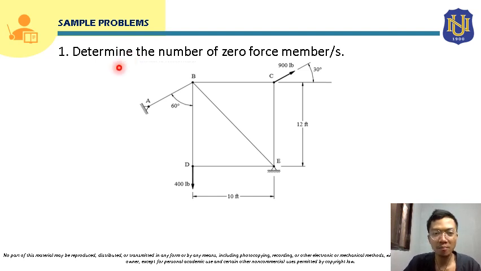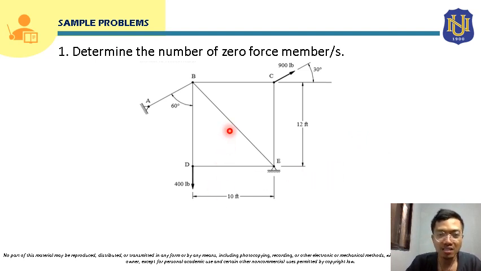So for number 1, we are asked here to determine the number of zero force members for this given truss. So for this truss, to determine its zero force members, we are going to apply the two cases, case 1 and case 2. Case 1 is for two-member joints. Case 2 is for three-member joints. So we are going to look for joints from this structure that only have two members or three members attached. So we will start with joints that have two members.